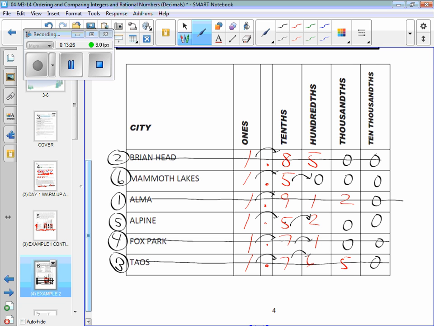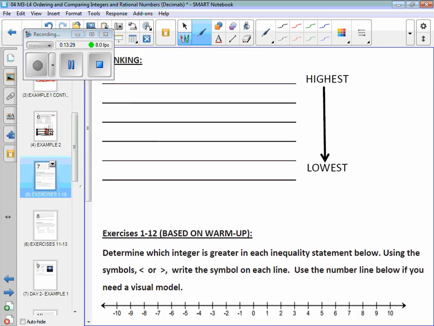Manageable? You want us to place this on a line somewhere? I don't even remember. Next page? Oh, great. Okay, well, I'll help you out because I got it here. Alma was the highest. Right? Okay. Brian Head. I'm going to abbreviate it. Tacos. Fox Park. It should be Taos. Tacos? If it was in Mexico, then maybe.